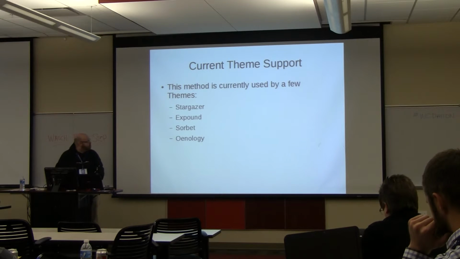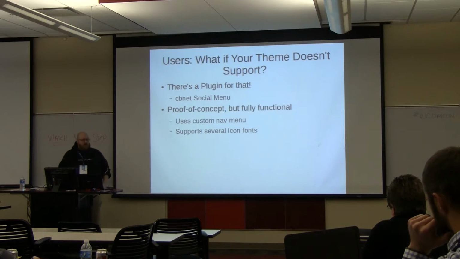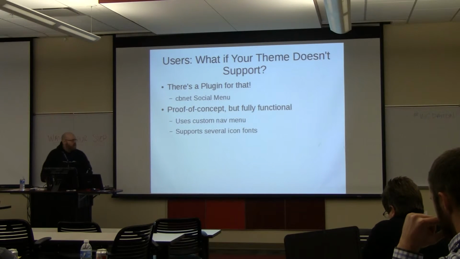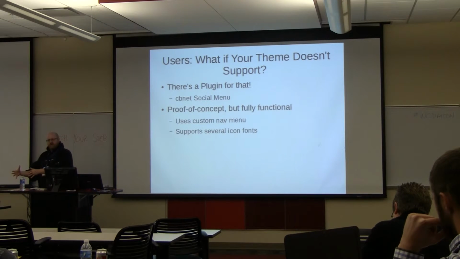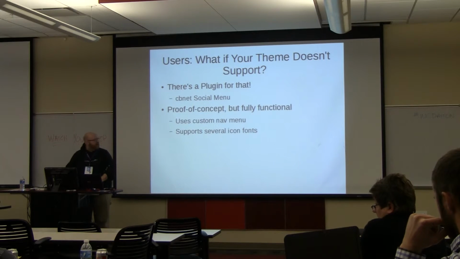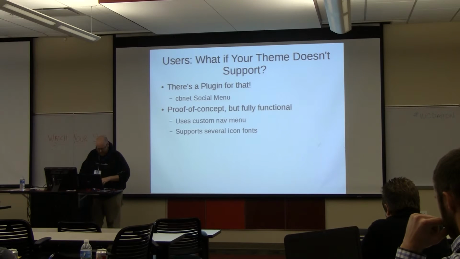So, what if your theme doesn't support it? I wanted to provide something for users, and also, again, I like to write plugins that are proof of concept. Kind of say, here's how you can do something. Here's a very simple implementation. And people who are really interested in it, now take it and run with it, make it even better. So I kind of did that in this case. I wrote a plugin called CBNet Social Menu, which basically applies this concept. It uses custom nav menus, and it supports several icon fonts.